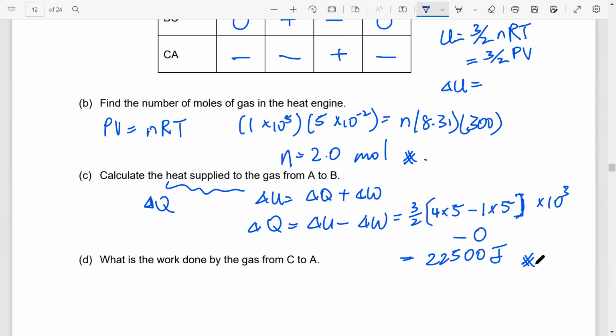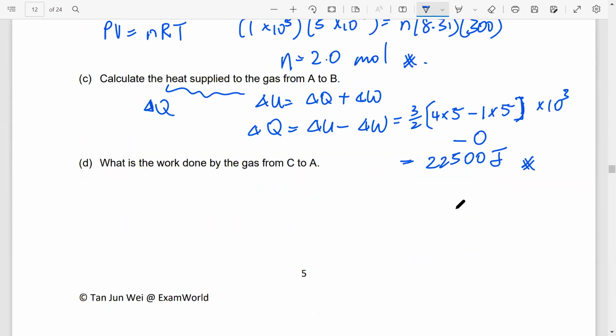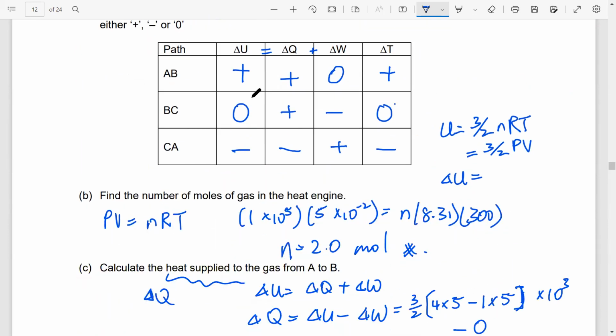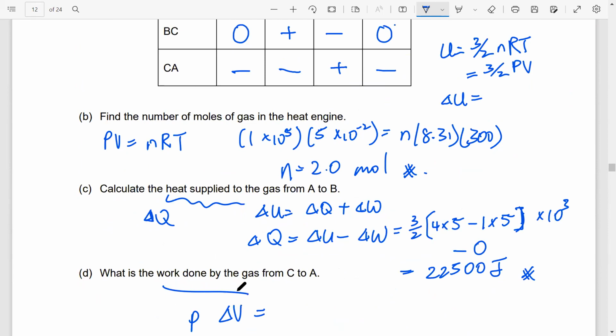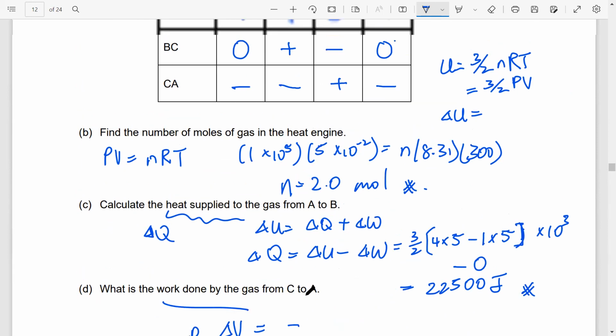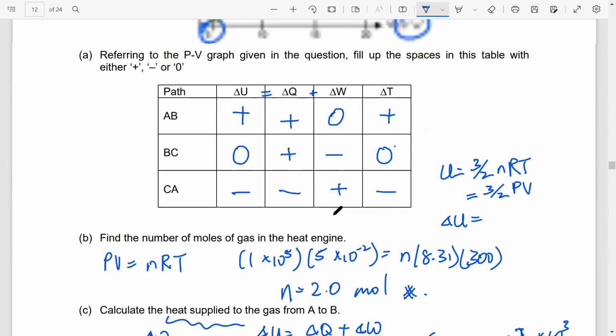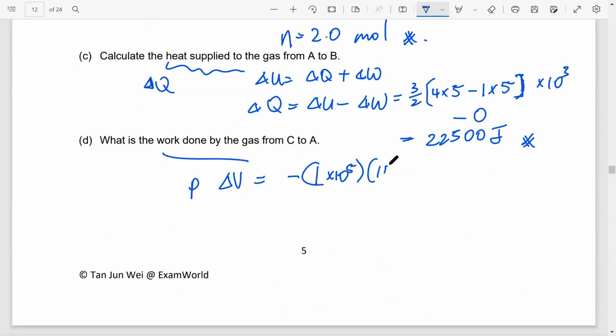Last part. What is the work done by the gas from C to A? This is isobaric. Work done by the gas, the proper formula will be P delta V, and it must be a negative value because it is being compressed. The volume is decreasing, so work done on is positive, work done by will be negative. So I just put a negative sign out, and P is 1 times 10 to the power 5. Delta V, the change in volume, we can just take the magnitude, which is 15 times 10 to the power minus 2. That gives minus 1.5 times 10 to the power 4 joules. So this is for this.